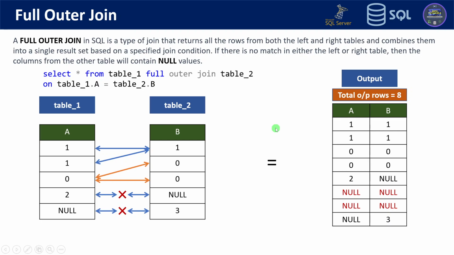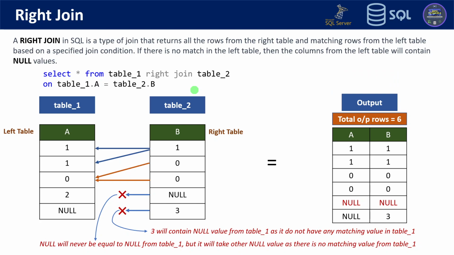So I hope you have understood this particular topic. It is easy, but it should be explained in such a way that why null is not equal to null, and how the left join works. So this is a very important question. I hope you guys have understood.